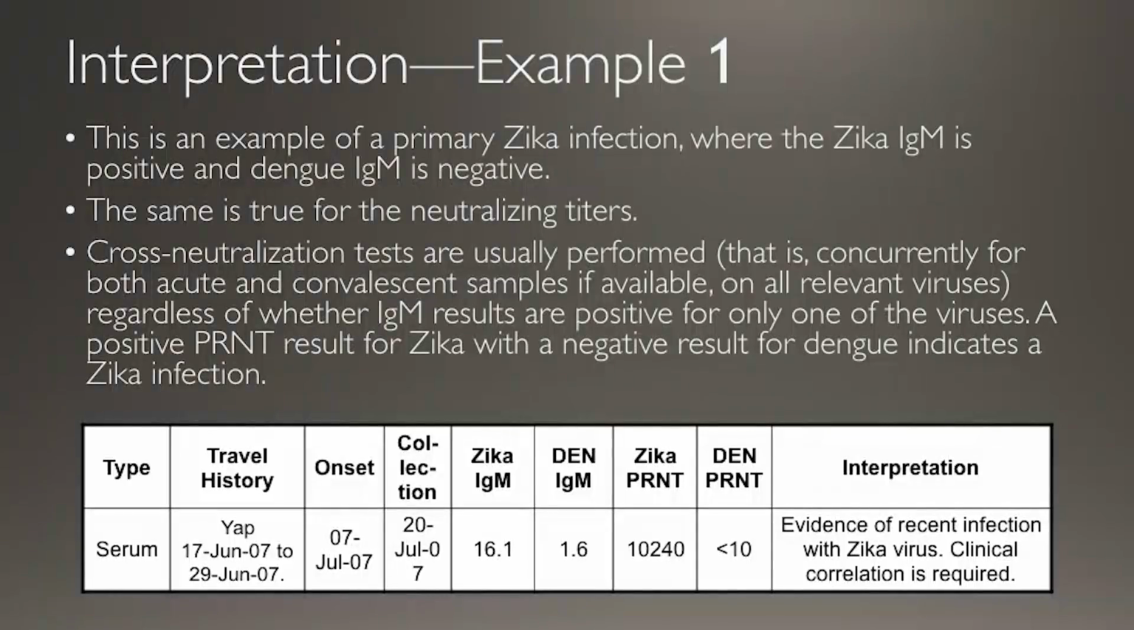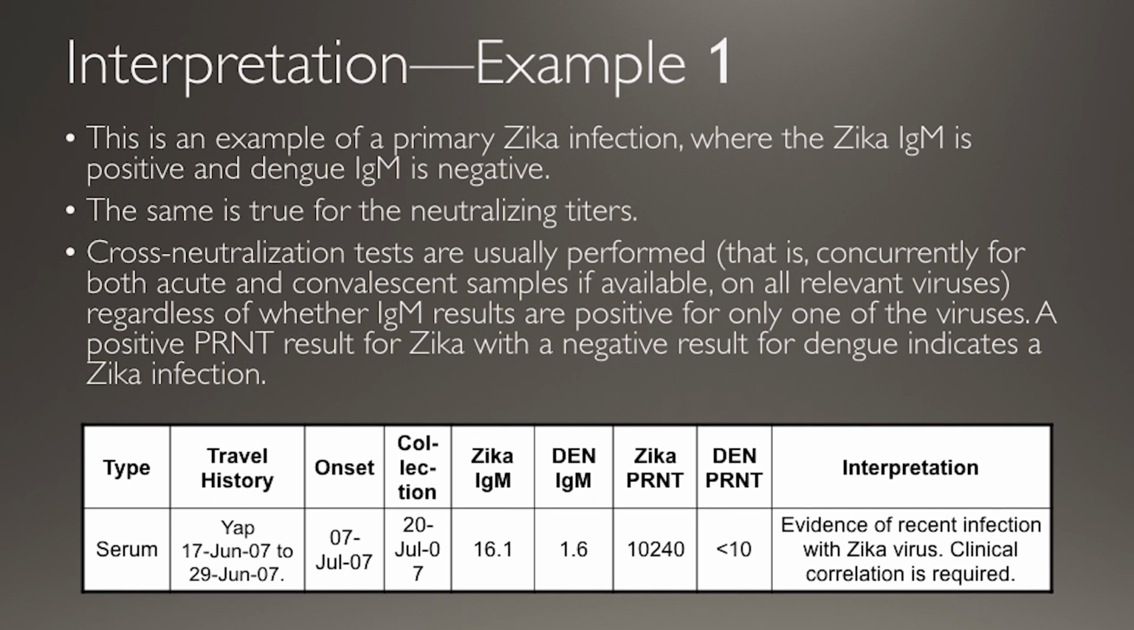Here are some examples of how serologic test results can be interpreted, and all assume that no molecular evidence is available. This is an example of a primary Zika infection. The Zika IgM is positive and dengue IgM is negative, and the same is true for the neutralizing titers.